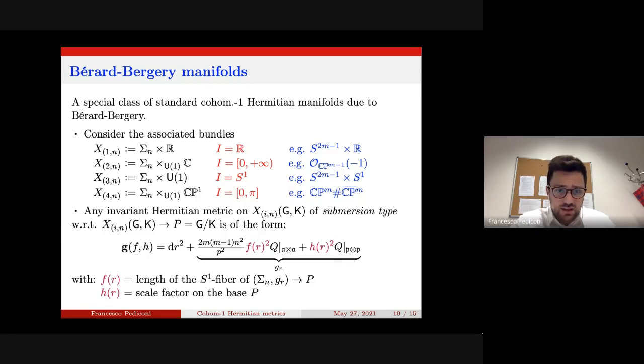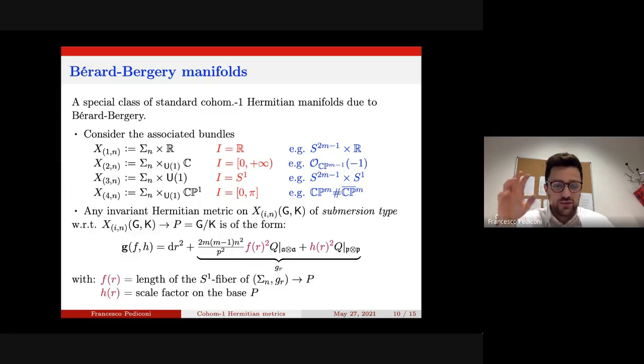So here, let me stress that by summation type, I mean that these metrics are invariant by means of the action of G, and they induce a metric on the base space P, which turns this fibration into a Riemannian summation. Okay, so these conditions tell us that you just need two functions in order to describe these metrics. Okay, so are there questions up to now, or is it clear? Okay, so let's move on.